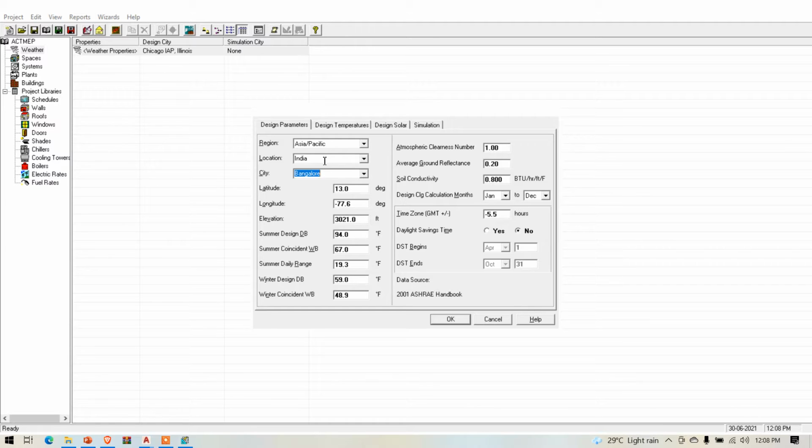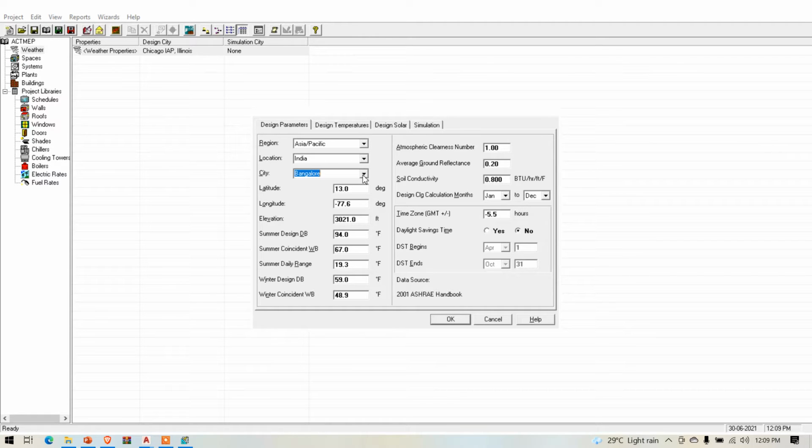Once you select it, it automatically shows, see here, we have latitude, longitude, elevation, summer drybulb temperature, summer coincident wet bulb temperature, daily range, winter drybulb temperature and winter coincident wet bulb temperature. Each and every value we get by default.